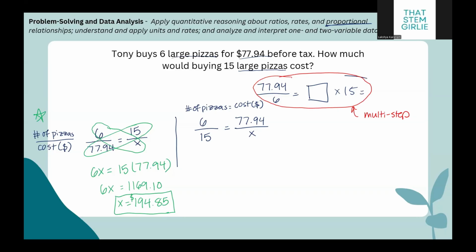And I'll just show you really quickly here, even if you set it up the other way, where the left-hand side is your number of pizzas and your right-hand side is cost, same thing. If I do cross multiplication, I'll end up with 6x equals 15 times 77.94, and then, well, you know the rest. So you will end up with the same answer here. Okay.